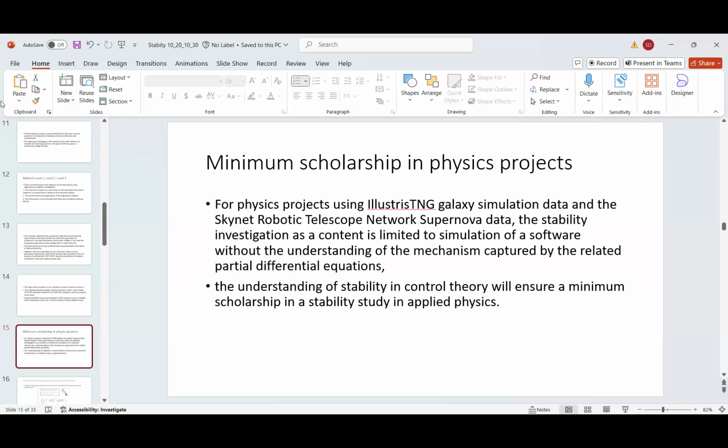For minimum scholarship in an all-physics project, for a physics project using IllustrisTNG galaxy simulation data or Skynet Robotic Telescope Network supernova data, or the stability investigation, the content is limited to simulation of a software without understanding the mechanism captured by the partial differential equations. The understanding of the stability in control theory will ensure minimum scholarship in a stability study in applied physics.